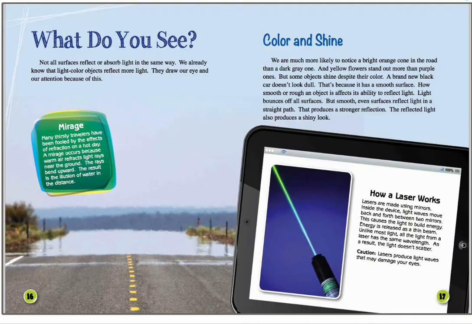So how does a laser work? Lasers are made using mirrors. Inside the device, light waves move back and forth between two mirrors. This causes the light to build energy. Energy is released as a thin beam. Unlike most light, all light from a laser has the same wavelength. As a result, the light doesn't scatter. Caution, lasers produce light waves that may damage your eyes.